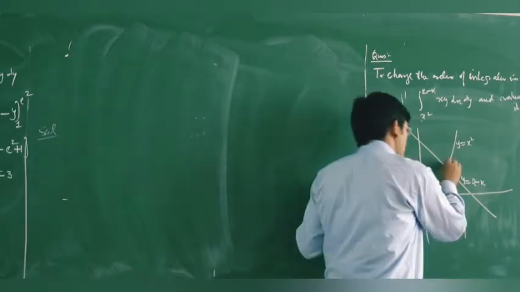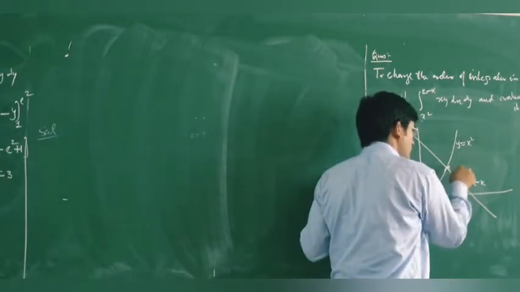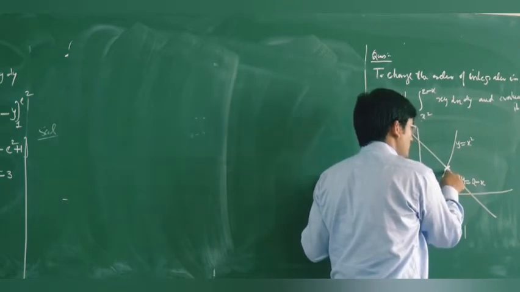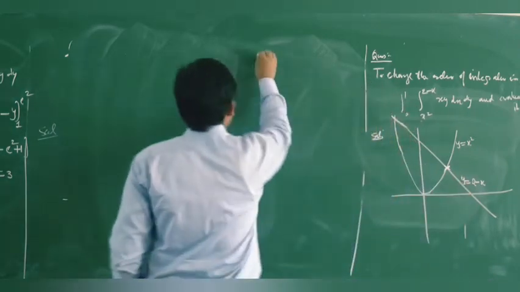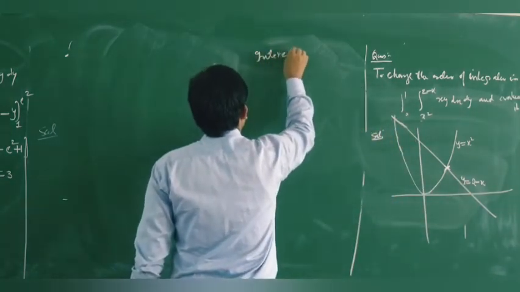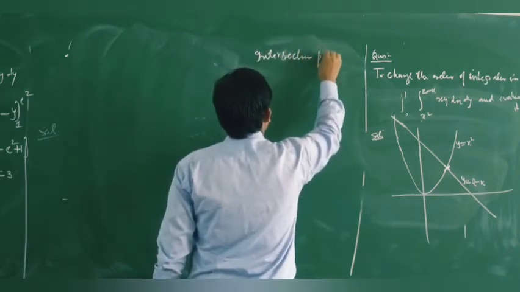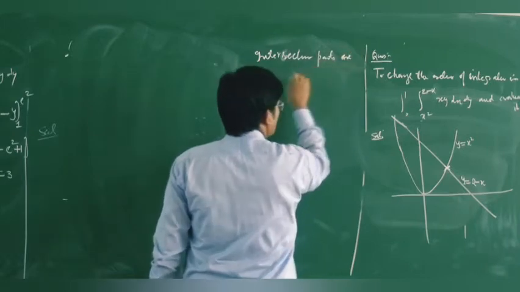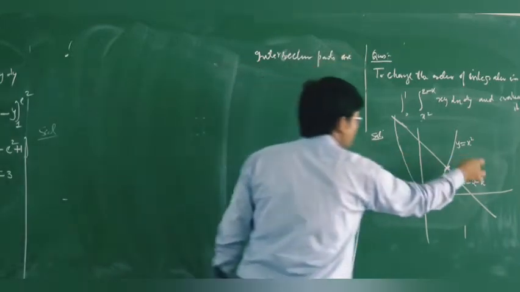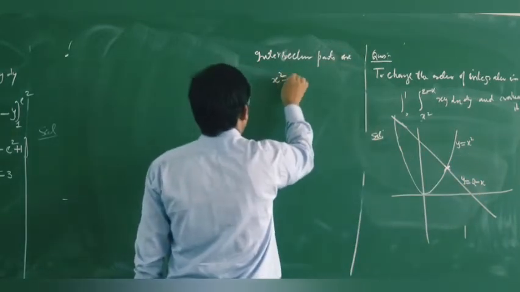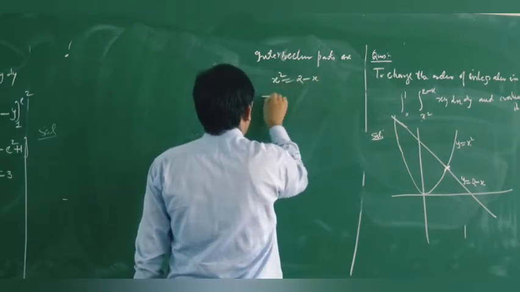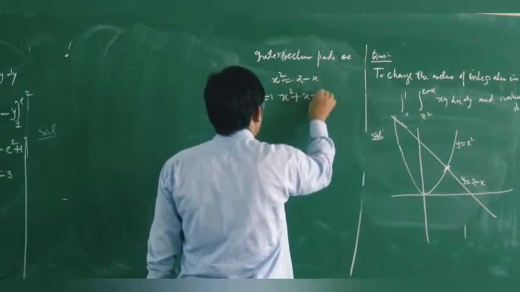Now this intersection point is equal to, just put y equal to x square here. So let us find out the intersection points. Put the value of y equal to x square here. So we have x square equal to 2 minus x. So we have x square plus x minus 2.